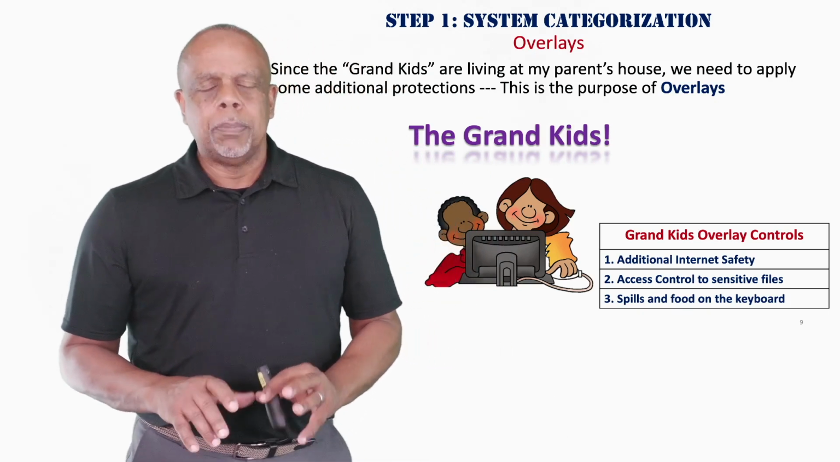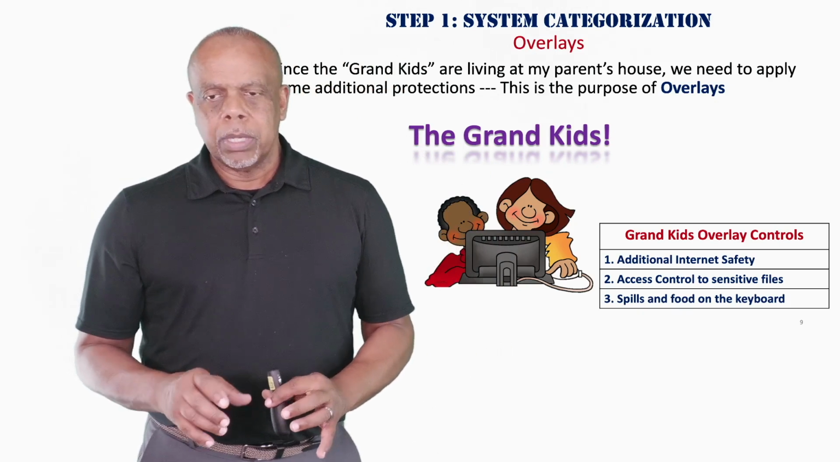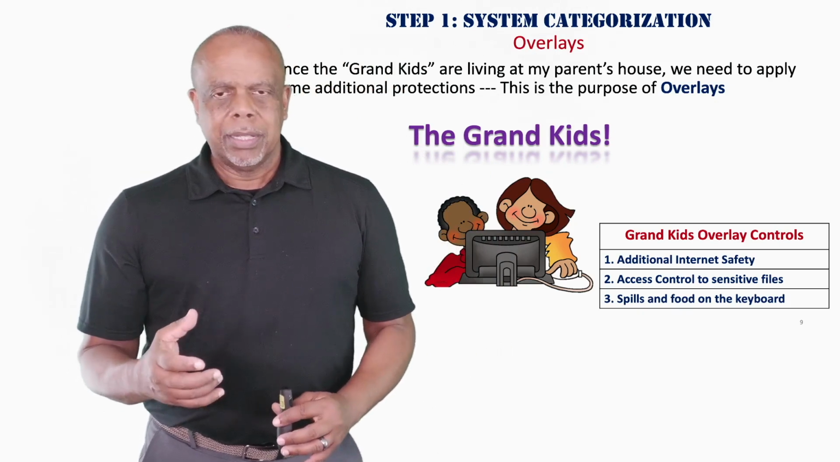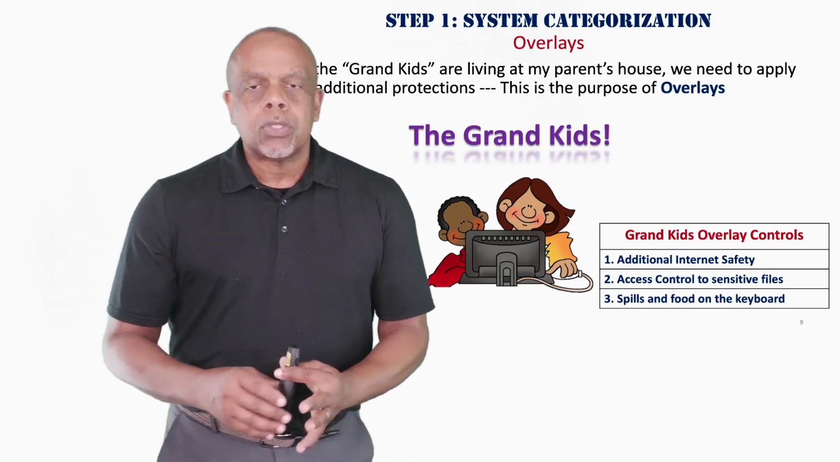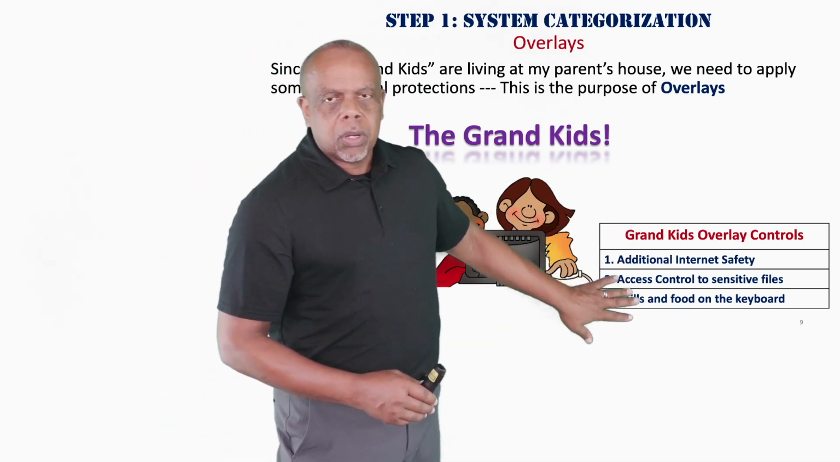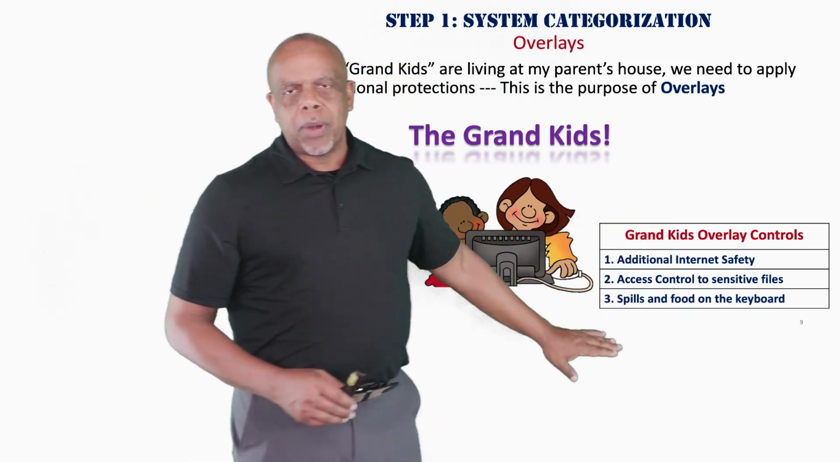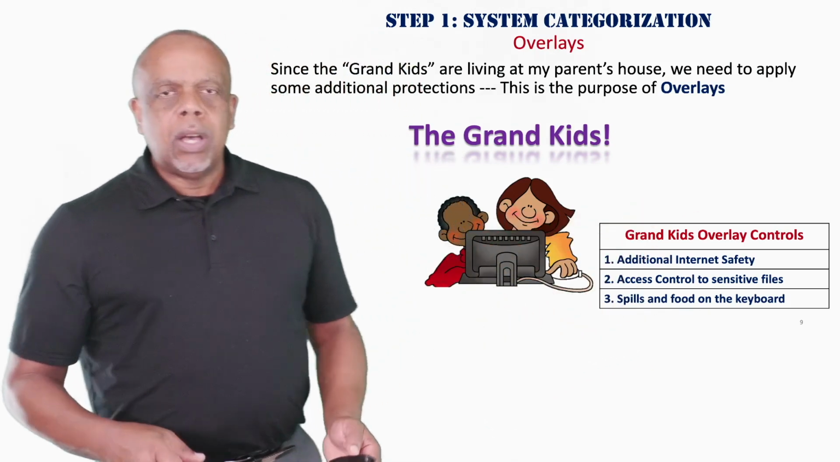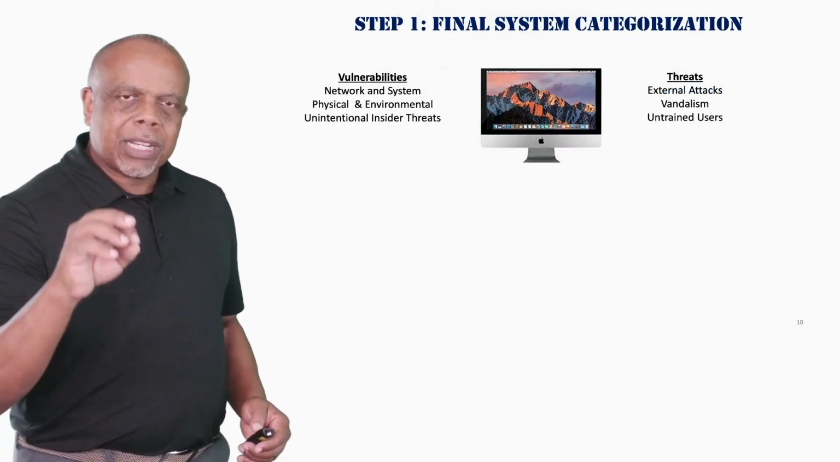They're going to want to be in there playing their games or whatever, and they're going to have their little grubby hands all over the keyboard, and he's going to have his little Coca-Cola in there, and they're going to spill it, right? It's going to happen. It's not if, it's just when. So now, these are what I call the grandkids overlay, and these are the controls that are part of that grandkids overlay.